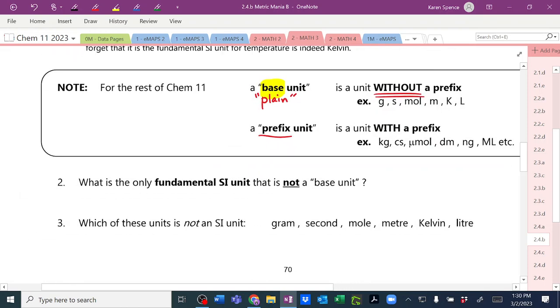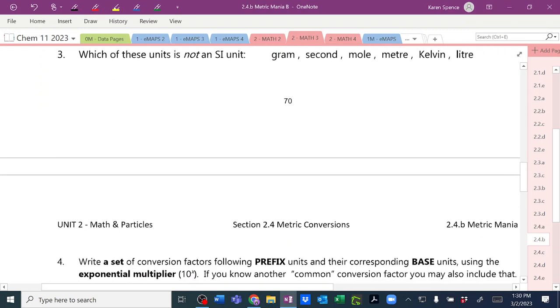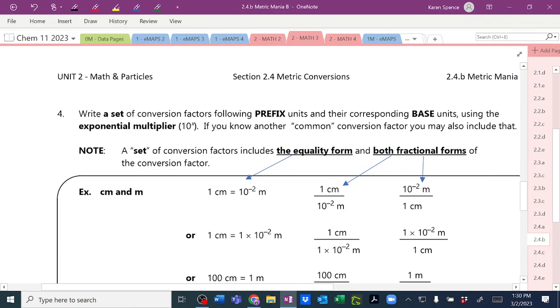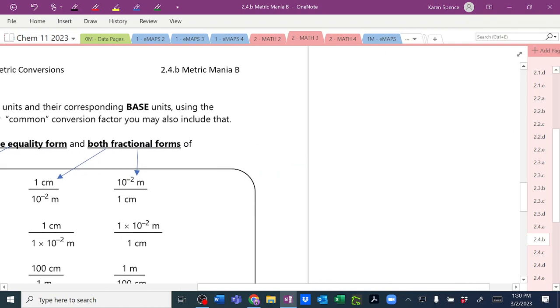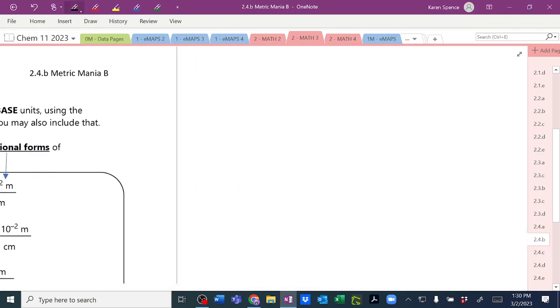We're going to skip number 2, unless you want to do it. If you want to do it, that's great. I'm just going to skip over number 3 as well. And we're going to take a look at number 4, because number 4 is about writing conversion factors. Okay? And I'm going to do it over here, but you've got it written where you have it.